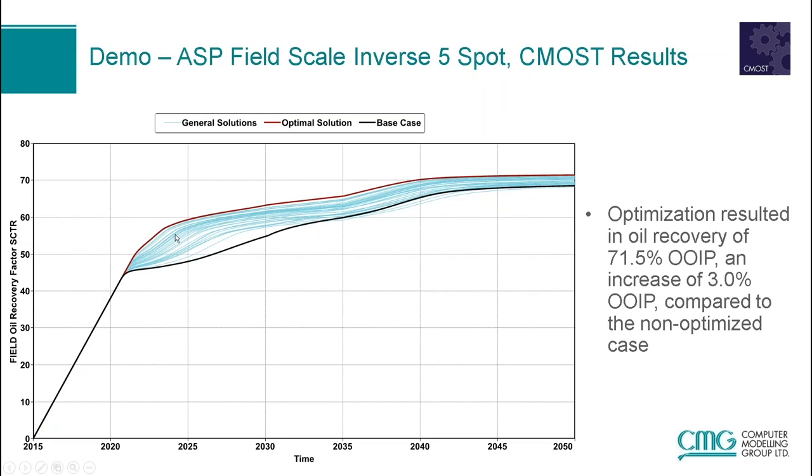And if you look after 10 years, you see quite a huge difference in the recoveries, over 10%. So that would represent quite a large revenue difference between the cases. So well worth it to spend a small amount of money to do an optimization.